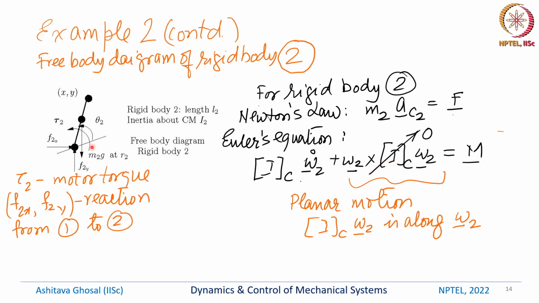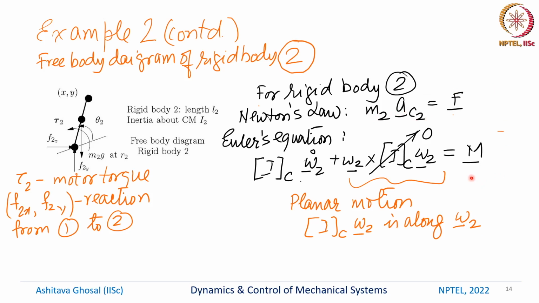Now this is 0, because why? Because omega 2 is coming out of the page. IC into omega 2 and omega 2, they are in the same direction. The cross product of two vectors which are in the same direction is 0. Right? So this is a planar motion. So IC omega 2 is along omega 2.